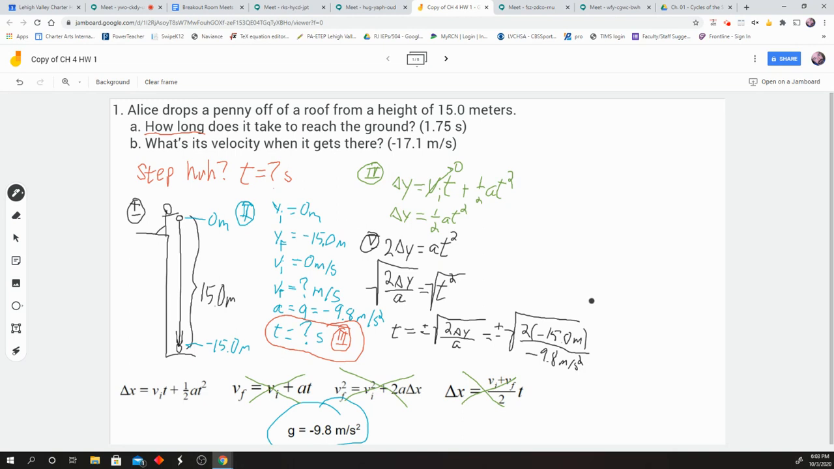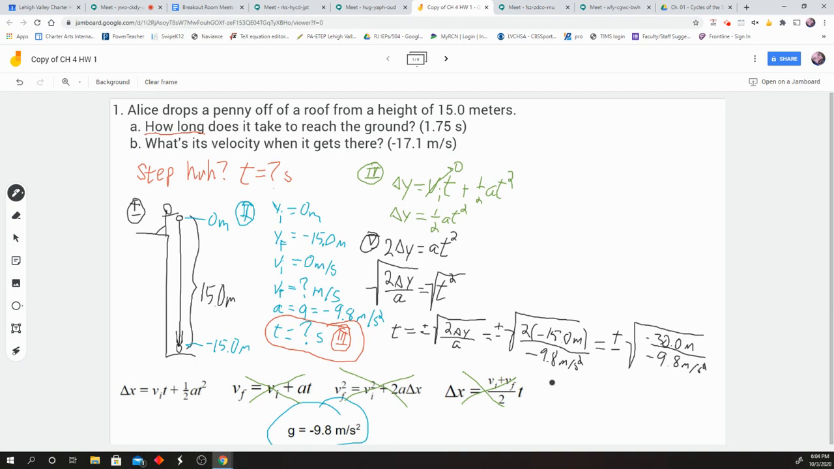Okay, if you've done enough of these problems, you can do all of this in your calculator in one shot. But let me do it a little bit step by step. So this would be equal to plus or minus the square root of 2 times minus 15, which gives me minus 30.0 meters on the top. Woo, that's awful. I thought I had a Wacom tablet so I could write so nicely, and it's not really working out that way. Minus 9.8 meters per second squared.